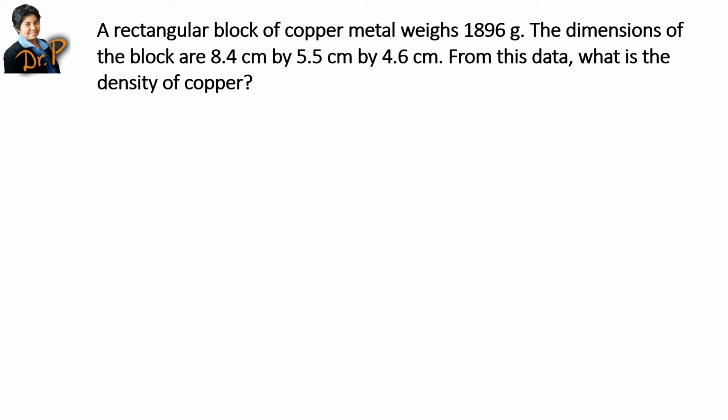Let's go to our next problem. A rectangular block of copper metal weighs 1,896 grams. The dimensions of the block are 8.4 centimeters by 5.5 centimeters by 4.6 centimeters. For this data, what is the density of copper?